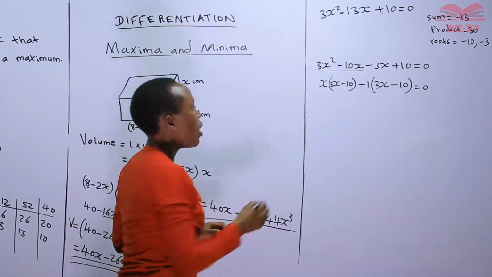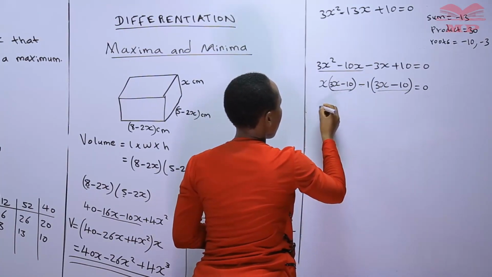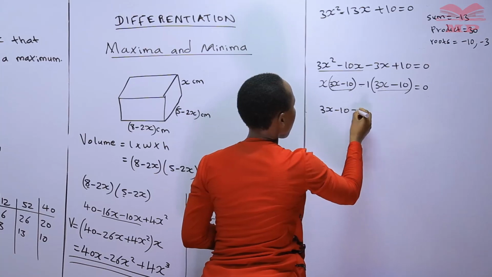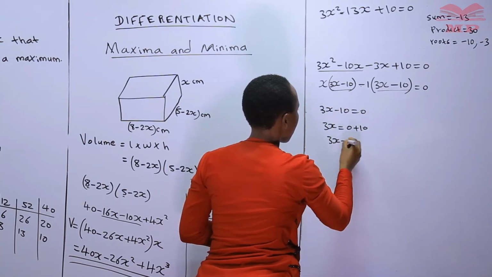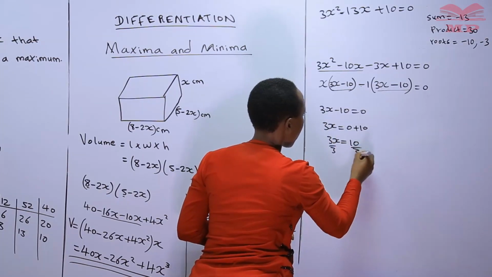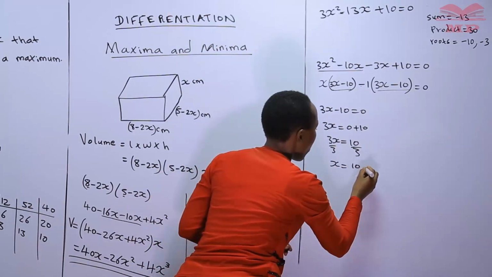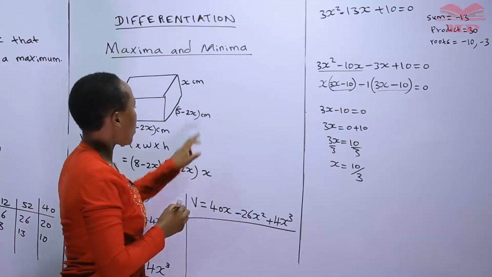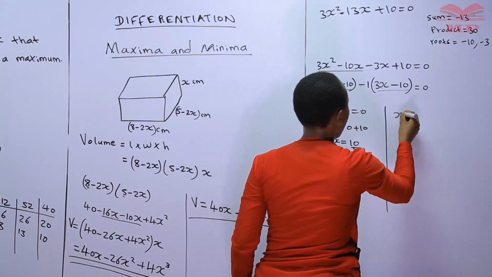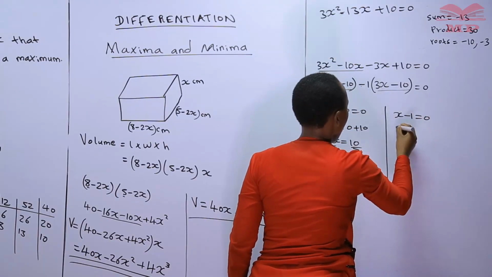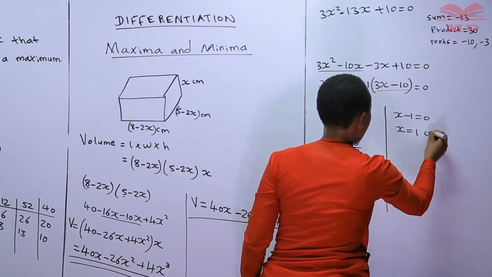This is equal to 0. And therefore, we have this, which is the same as this. So we have the first one, 3x minus 10 is equal to 0. 3x will be 0 plus 10. 3x is equal to 10. So our x in this case will be 10 over 3, and our measurements were in centimeters. Then in the next one, we have x minus 1 is equal to 0, and therefore x is equal to 1 centimeter.